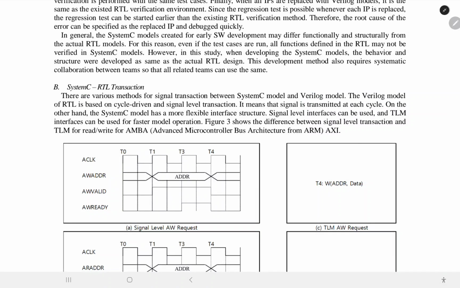SystemC-RTL transition. There are various methods for the signal transition between the SystemC model and the Verilog model. The Verilog model of the RTL is cycle-driven with signal-level transitions. Assume the signal is transmitted at each cycle. On the other hand, the SystemC model has a flexible interface structure. Signal-level interfaces can be used, and TLM interfaces can be used for faster model operation.